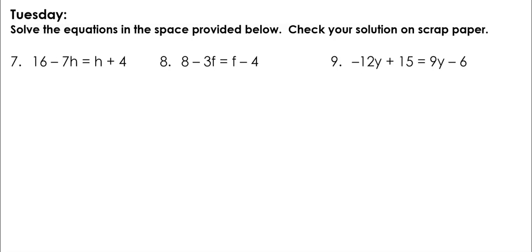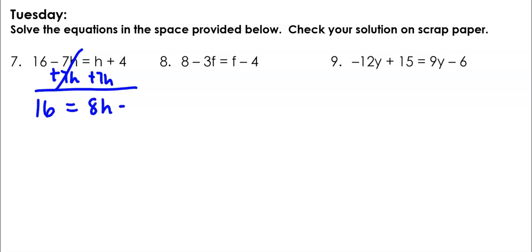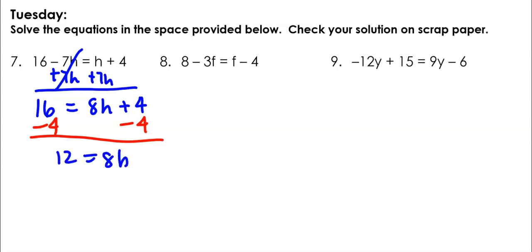All right, second box, same as the first. Use your inverse operations to compute. This time, I'm actually going to add 7h to the right because this will keep my variable positive. So instead of getting a negative 8, I'm going to get a positive 8h on the right side. Now I have to subtract 4 from both sides. And now I'm going to divide by 8.